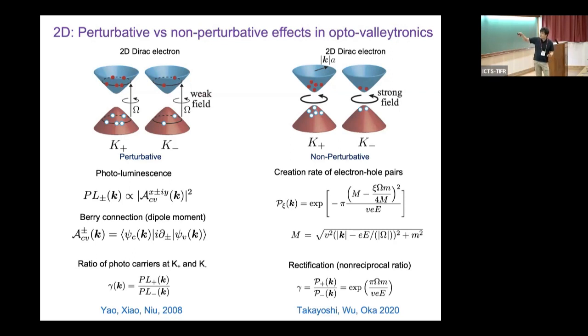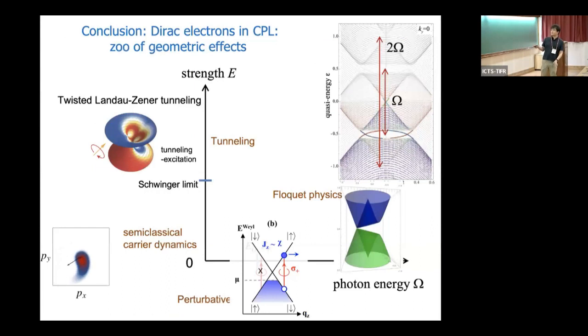So it depends on the mass gap, but the rest is just omega and E. Okay, so this is my final slide. With my talk, I tried to explain this zoo of geometric effects that happen when I have a Dirac electron in circularly polarized light, in various limits.